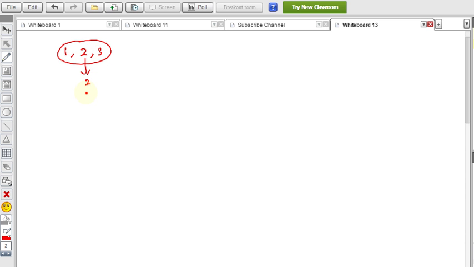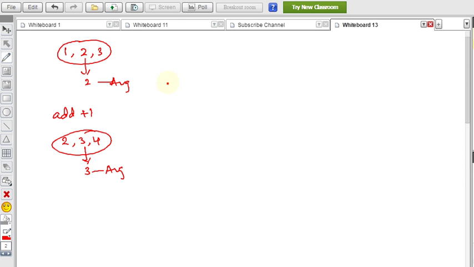Now if we add 1 to all the numbers: 1 plus 1 is 2, 2 plus 1 is 3, 3 plus 1 is 4. Now the average for this is 3. So the average also increased. If the average was 2, now in this case the average is 3. So however much you add to every term, the average also will be increased by that much.